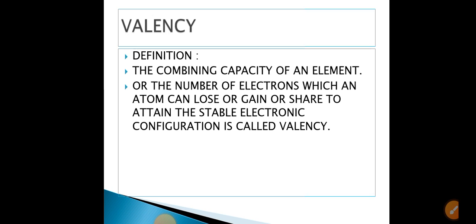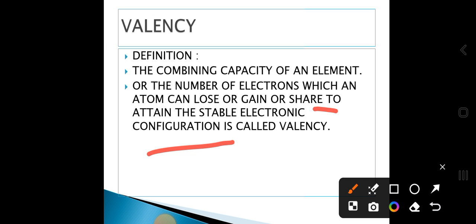The combining capacity of an element is called valency, or I can also tell it as the number of electrons which an atom can lose or gain or share to attain stable electronic configuration is called valency. Now here I have mentioned a word, stable electronic configuration.